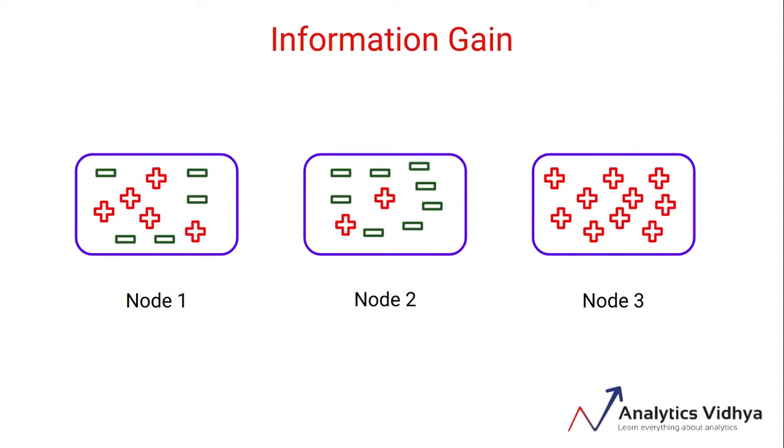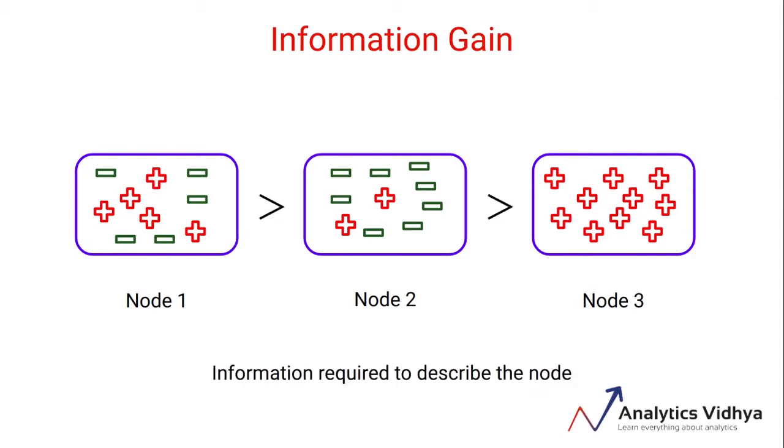As you can see here, node 3 is a pure node since it only contains one class, whereas node 2 is less pure and node 1 is the most impure node out of all these three since it has a mixture of classes. And the percentage distribution in node 1 especially is 50%. So as the impurity of the node increases, we require more information to describe them. And that's why node 1 will require the most information as compared to node 2 and node 3. So we can say that more impure nodes require more information to describe them.